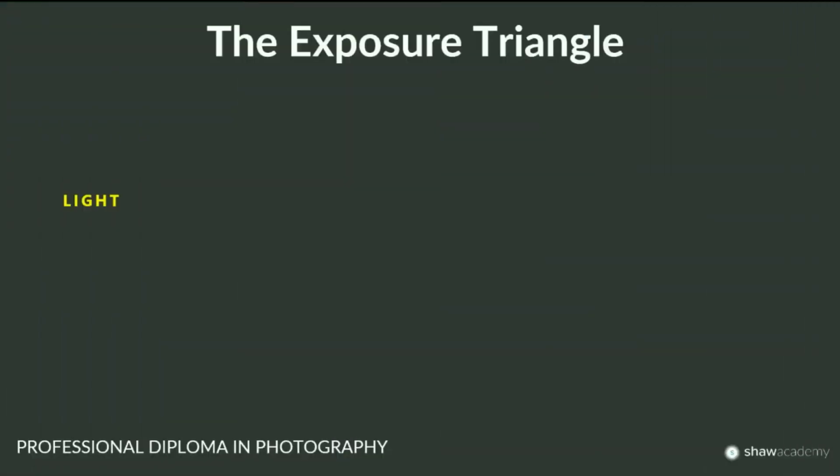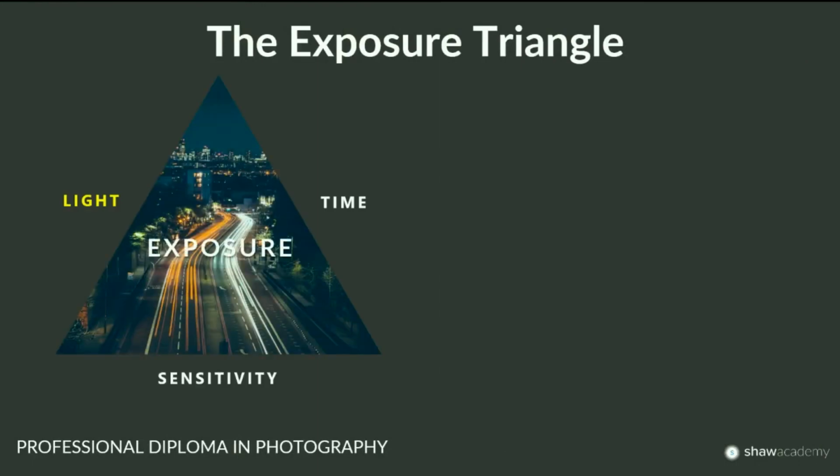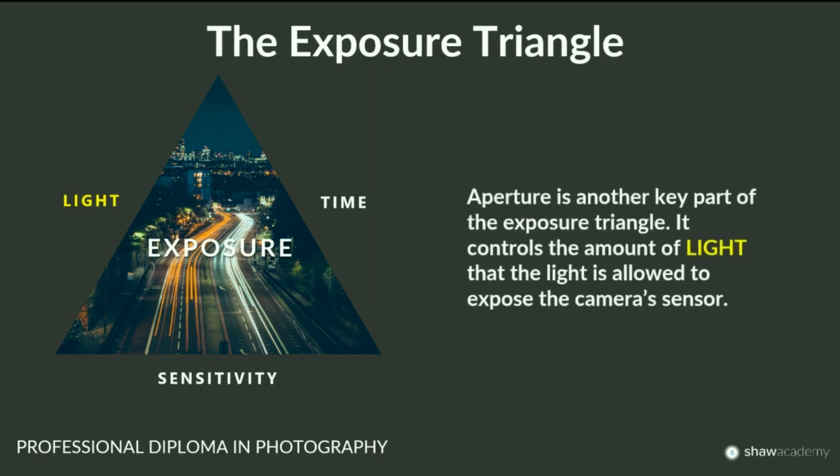So we had a look at this in the last lesson. We were speaking about our exposure triangle, and we were having a look at shutter speeds in relation to time. Now we're going to be talking about light, which is why I have it highlighted here, and that's because aperture is the main control that we have over the amount of light that is allowed to expose the camera's sensor. So we saw shutter speeds control the duration, the amount of time that light reaches our camera's sensor, but now we control the actual volume of light, the amount of light that reaches the camera's sensor, through the control of our apertures.